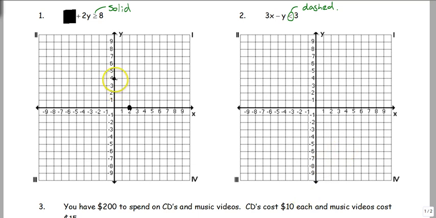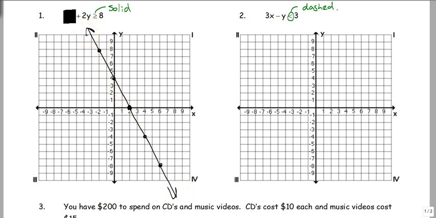Well, or you can use this as a slope. 1, 2, 3, 4, 1, 2. To get more points, to make the line a little bit better. Alright, so again, I said solid. I'm going to graph a solid line. And that's what I'm doing right now.